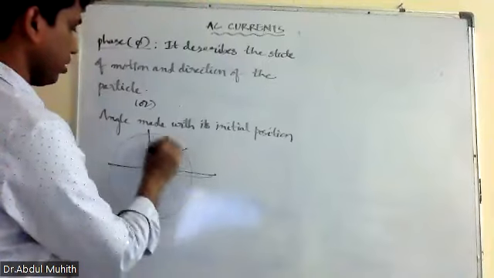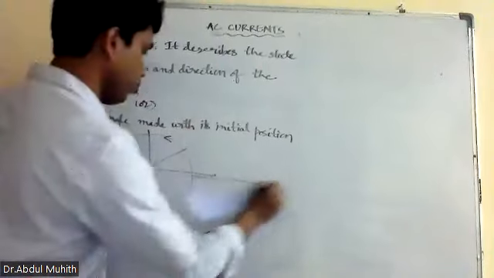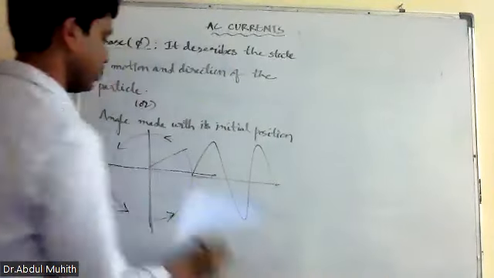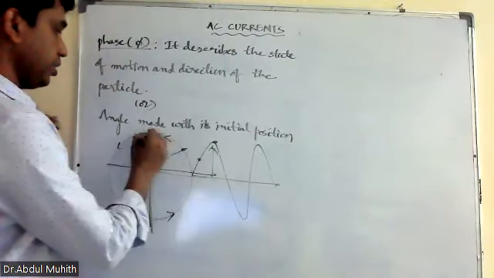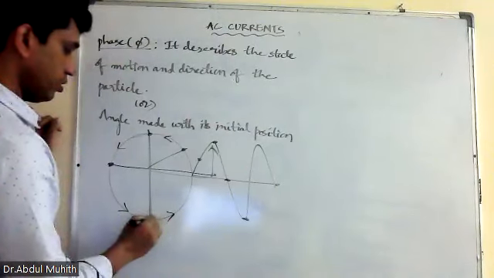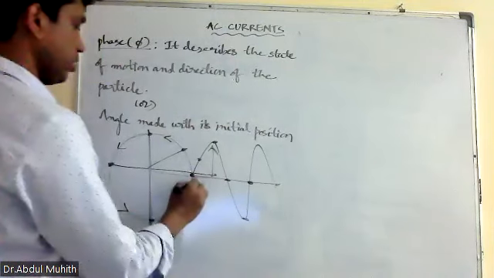Suppose this is the angle. The particle is moving like this. It doesn't mean it is moving in a circle. It's moving up and down. So when the particle is here, it will be here. When the particle is here, it is here. When the particle is here, it will be here. And when the particle is here, it will be here. Understood?